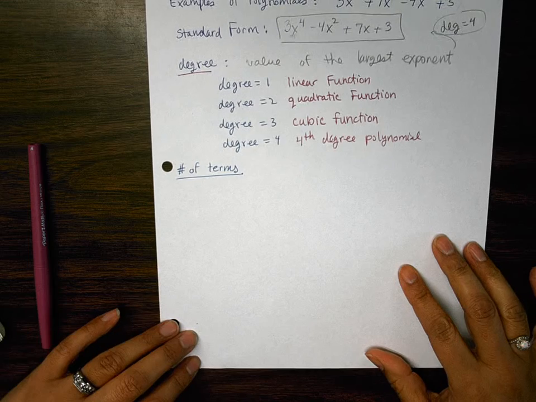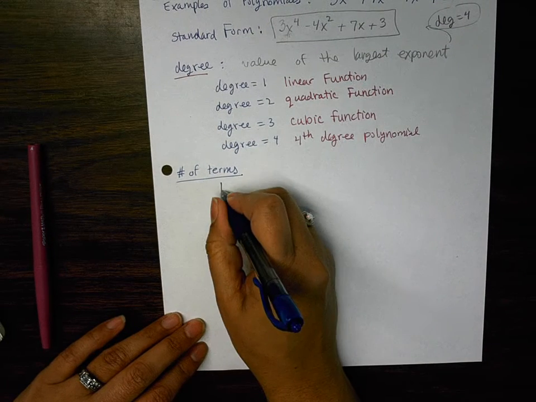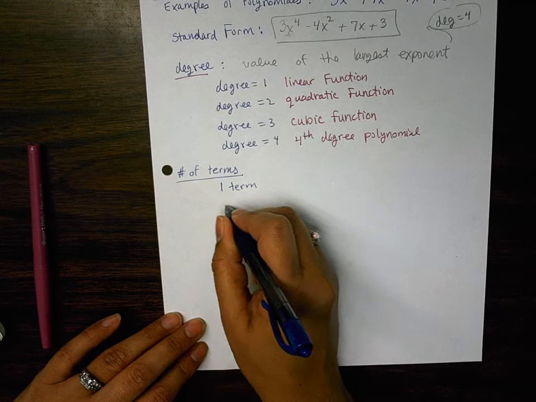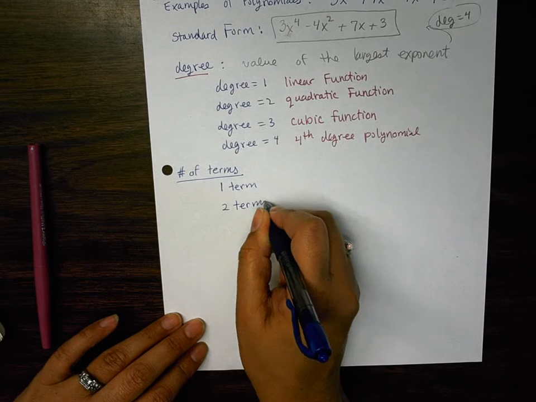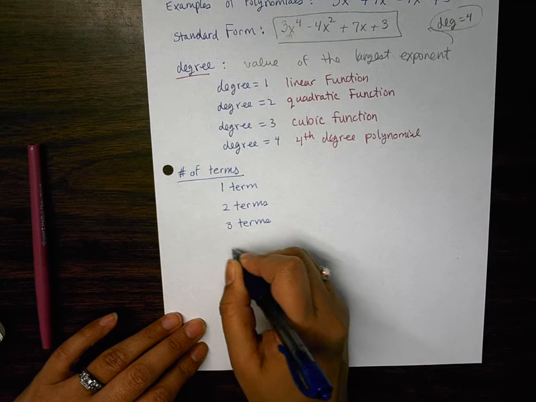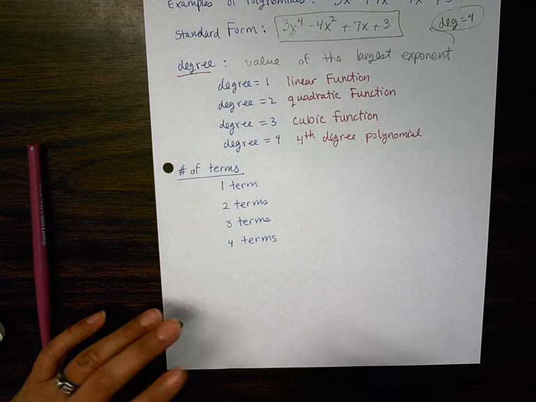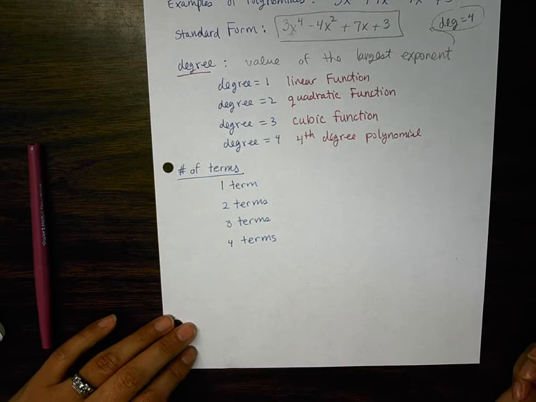You will also be naming them by the number of terms. So it's either going to have 1 term, 2 terms, 3 terms, and 4 terms, or higher, 5 terms, 6 terms. I'm not going to label anymore because it can go on forever.